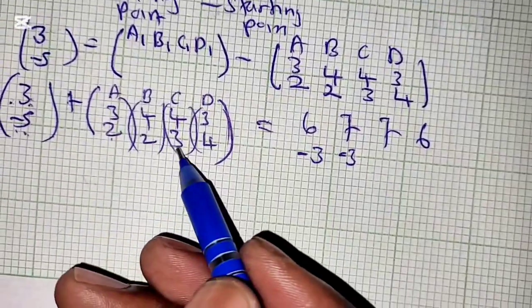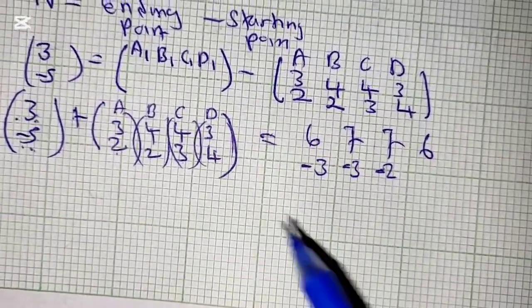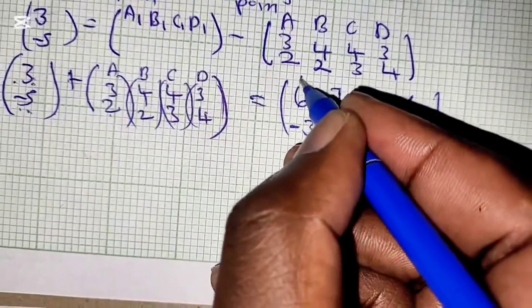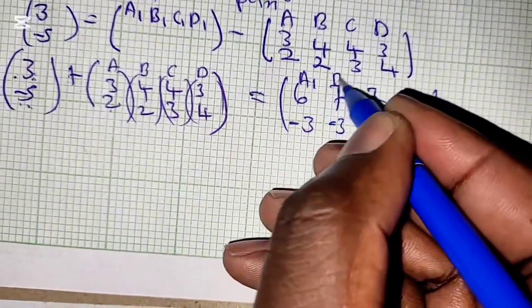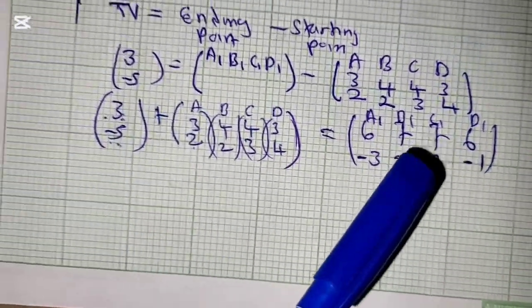Minus 5 plus 3, that's minus 2. Then minus 5 plus 4, that's minus 1. So these are the coordinates of A1, B1, C1, D1. Ending point minus starting point.